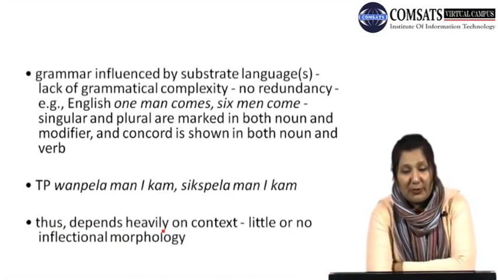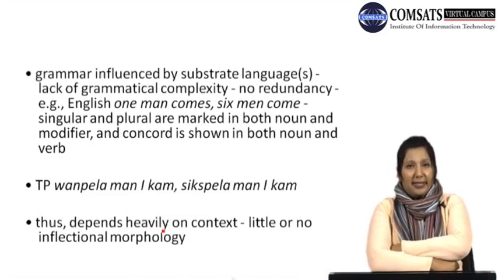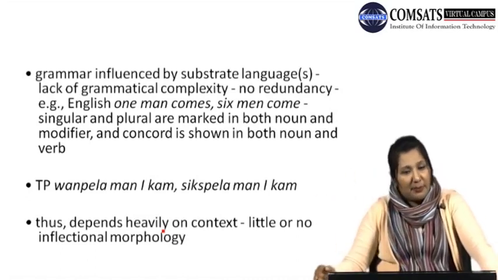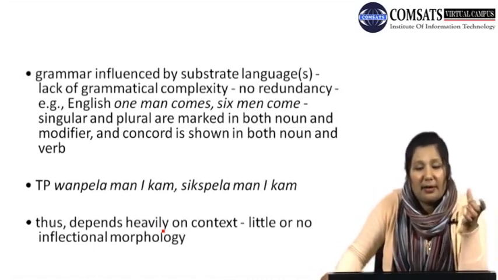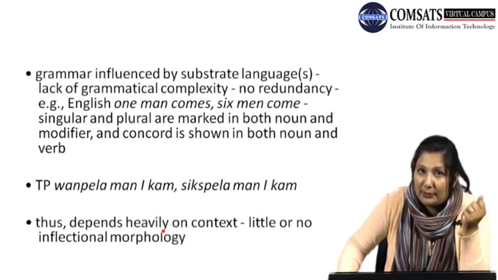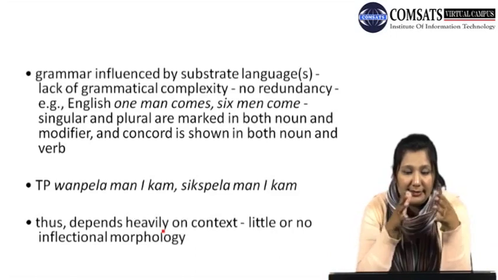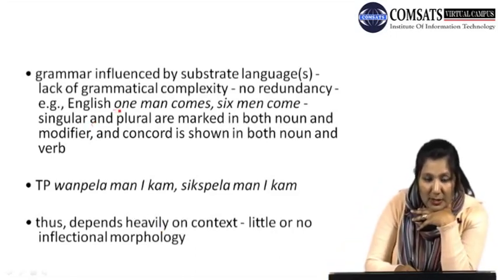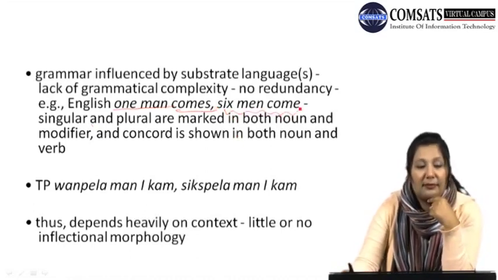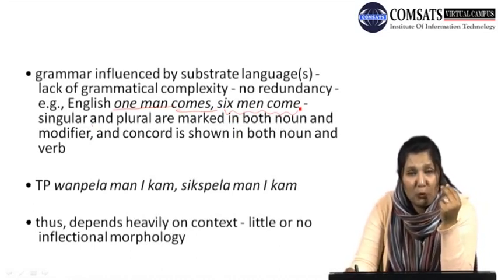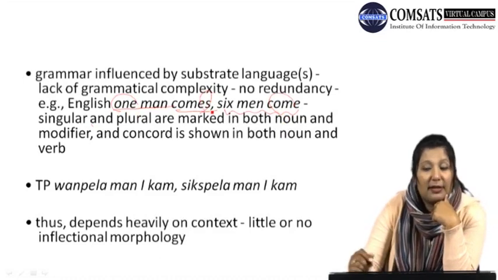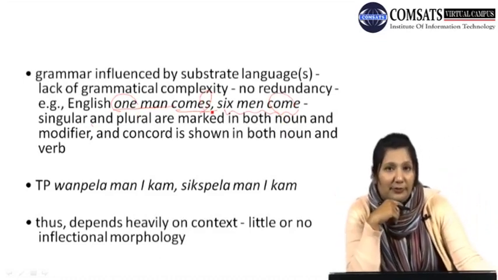The grammar is influenced by the substrate languages, with a lack of grammatical complexity and no redundancy. No redundancy means the repetition of things is not there, and the focus on so many things is not there. For example, in English: one man comes, six men come. Singular and plurals are marked in both noun and modifier, and concord is shown in both noun and verb. When there is a plural noun, the verb is come. When there is a singular noun, it is comes.